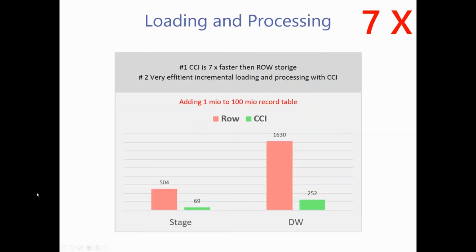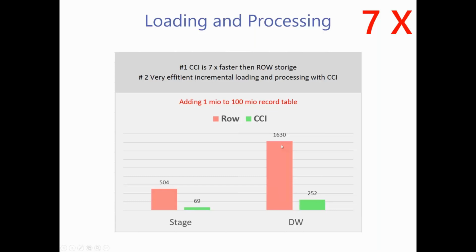Next part is loading and processing, and this is very important. So we will not just remember 7 times. I mean, yes, please do, because this is a significant result and it's really, really good. Regardless whether you are loading a stage, it will load almost 7, 8 times faster. Column store is faster than row store in the data warehouse.